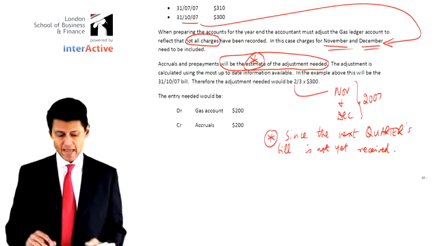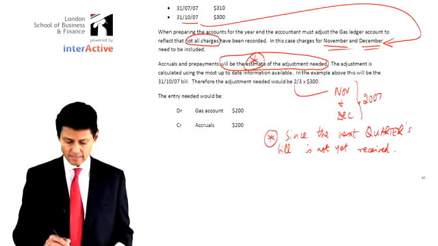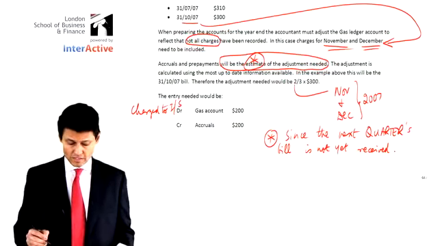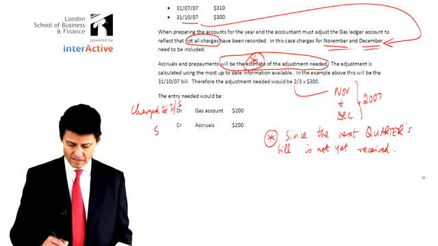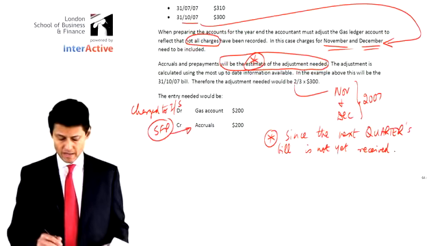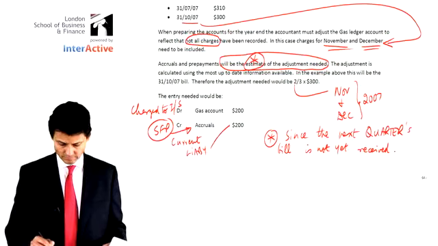Now, don't forget the gas account of 200 goes, of course, to the income statement. So that is charged to the income statement, whereas the accruals must go to the SFP, Statement of Financial Position, as a current liability. Okay, so very, very simple indeed.